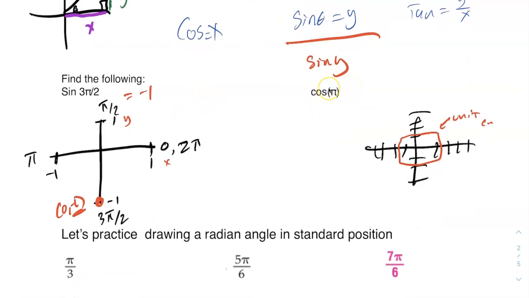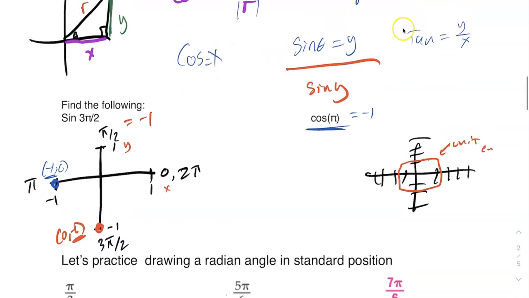If I did cosine of pi, we'll do that in blue. Where's pi at? Well, I have a picture ready right there. Here's pi. That point is negative 1, 0. Cosine's the x value, so negative 1. So that's how you figure out trig values on the unit circle if it falls on one of the quadrantal angles on the axes. You do it a little differently. Cosine is x, sine is y, and tan is y over x.